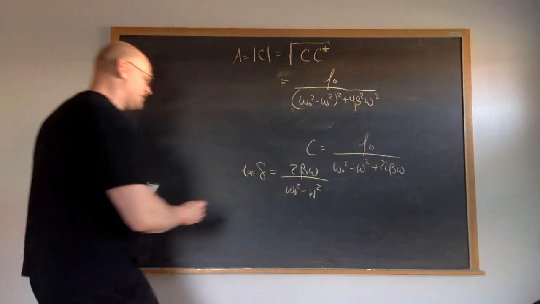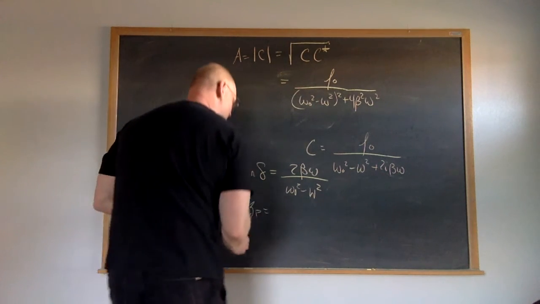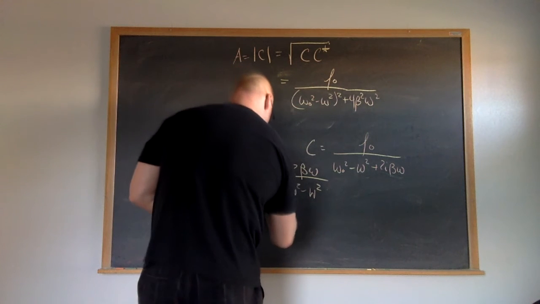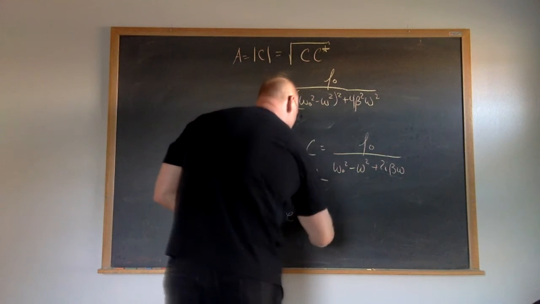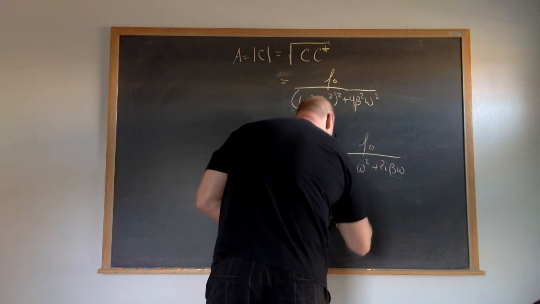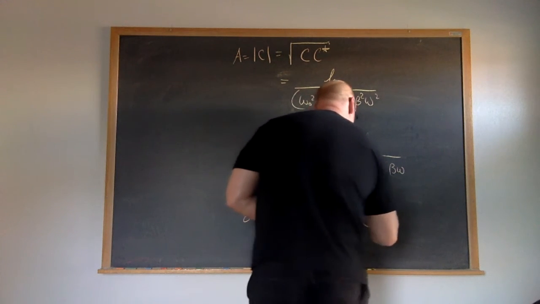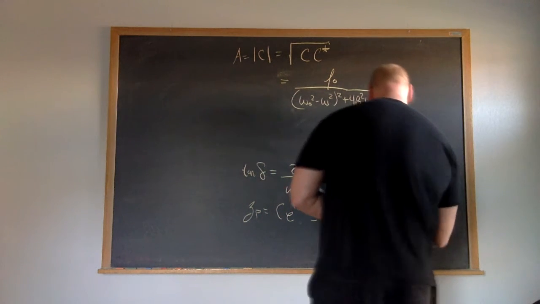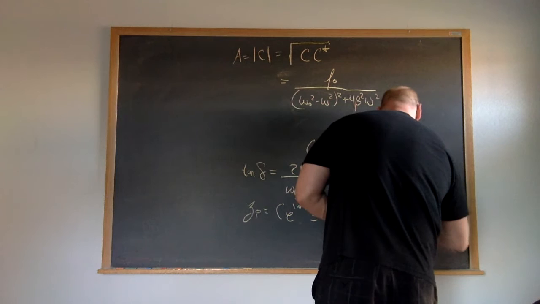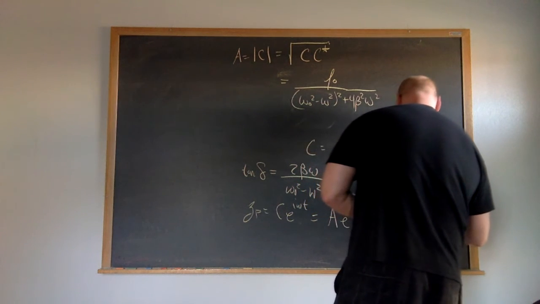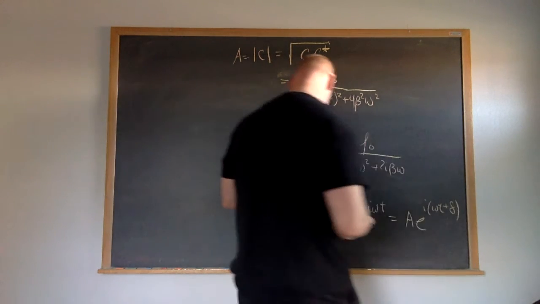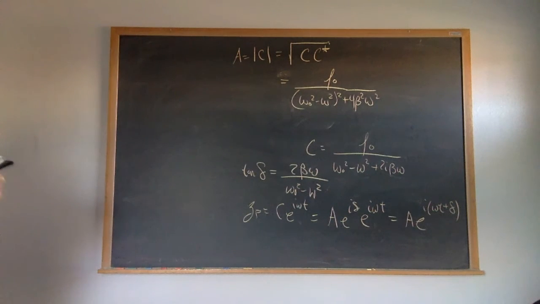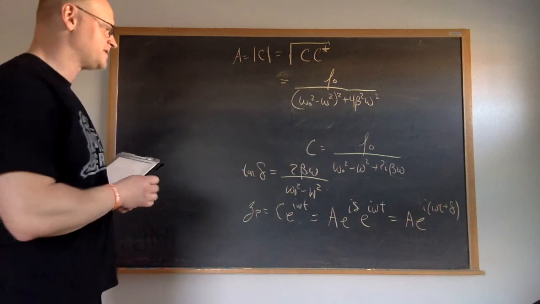So good. So from here, this tells us then that our particular solution was equal to what? C e to the i omega t, but that's going to be the same thing as A e to the i delta times e to the i omega t, which is the same thing then as A e to the i (omega t plus delta). So that's this guy. So this is our solution. This is our particular solution.